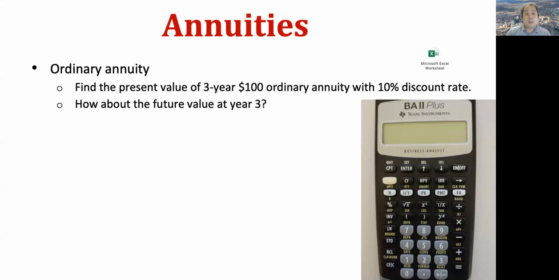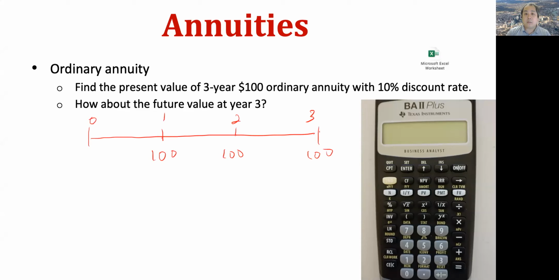The second one is called ordinary annuities. Ordinary annuity means you have a 3-year cash flow and the same payment, $100, at the end of each period. So first period end, second period end, third period end, $100 cash flow.